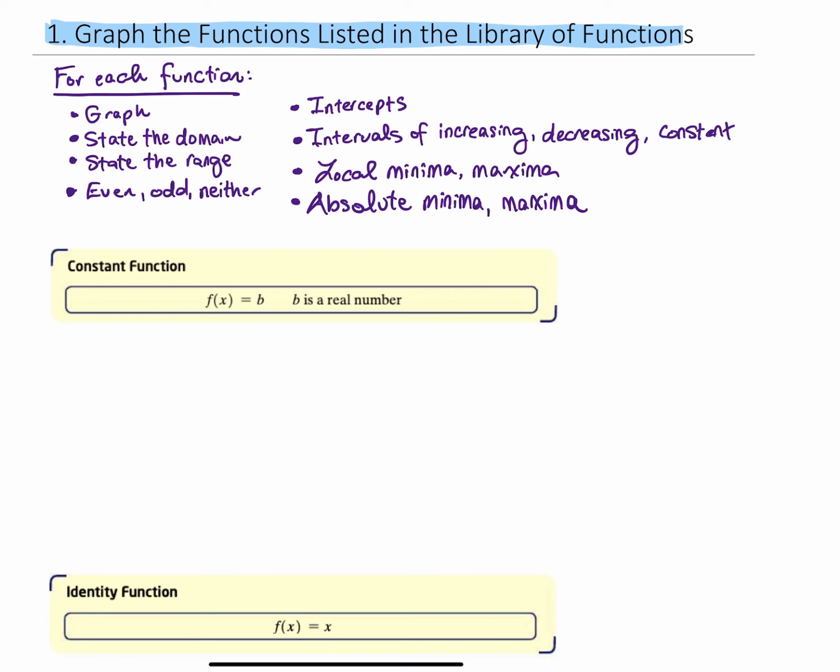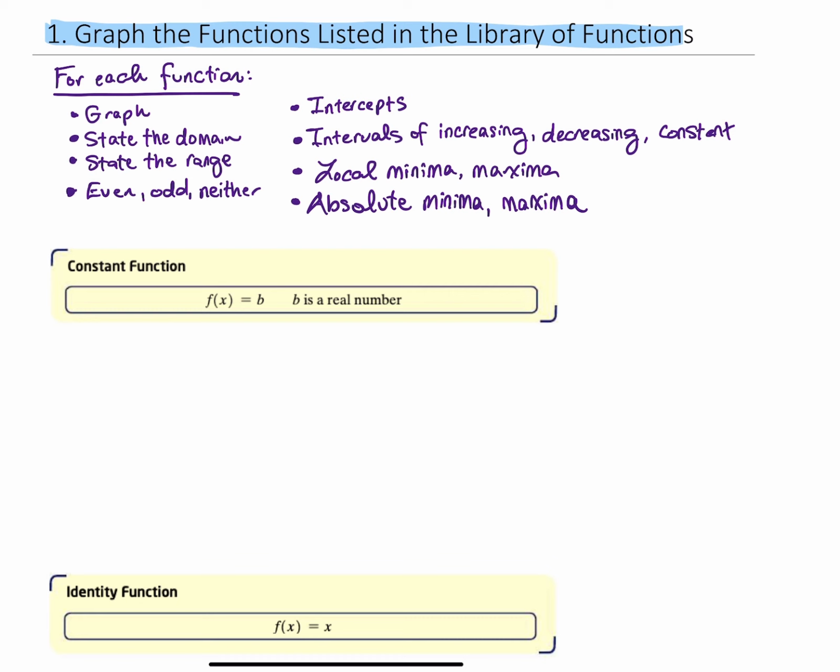So the domain: you look at where the graph exists along the x-axis, and it goes forever in both directions. So it's from negative infinity to positive infinity. The range will just be whatever this value c is. We can just list a set containing a single value, because it will always be one value. That's part of why it's called constant. It will never change.